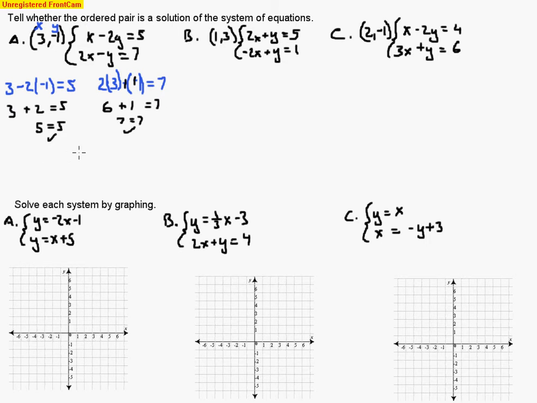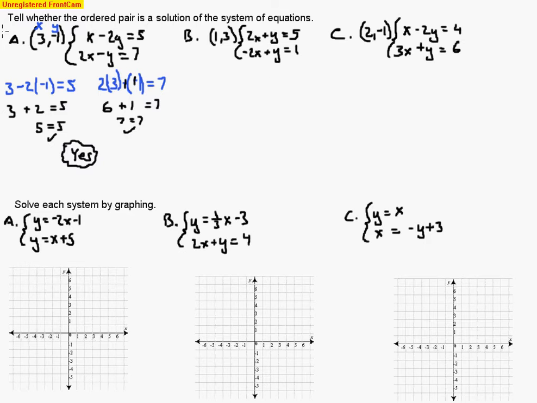So what this means is, yes, this point is a solution. So a solution is where the two lines cross. This point is a point on both lines. And you'll see that a little bit more when we do the next set of problems. So in your answer box, you would just say yes. Well, let's try this next one.